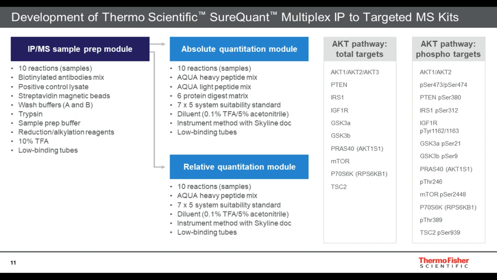There are two different quantitation modules available that go with the IP-MS sample prep module. If you want to do absolute quantitation, you can use the absolute quantitation module that comes with the AQUA heavy peptide mixture, AQUA light peptide mixture, as well as a 6 protein digest as a matrix, and a system suitability standard to assess the LC-MS/MS system performance and dynamic range. The relative quantitation module, since you are not generating a standard curve, only comes with the AQUA heavy peptide mixture and the system suitability standard. Both these quantitation modules come with validated instrument methods as well as the Skyline analysis template.